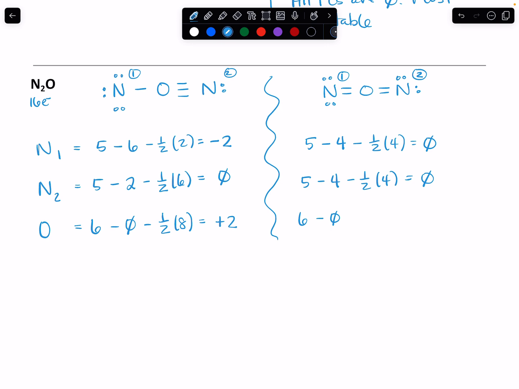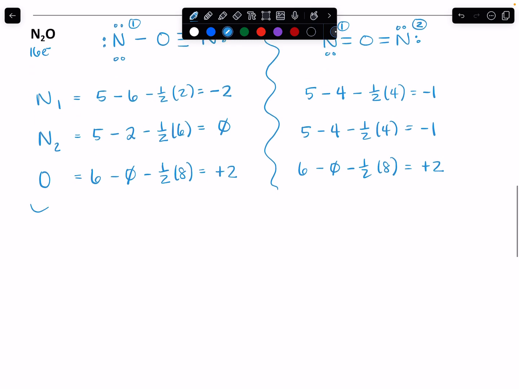Oh, goodness gracious. Can I do math today? Apparently I cannot. All right, 5 minus 4 minus 2 is -1. Sorry about that. 5 minus 4 minus 2 is -1. All right, minus 1/2 of 8. All right, so 6 minus 4 is +2. So this is what we have. Yuck. Neither of those look fantastic. I mean, they're both terrible because nitrogen has the negative charge and oxygen has the positive charge. So that tells me that neither of those structures are good ones.